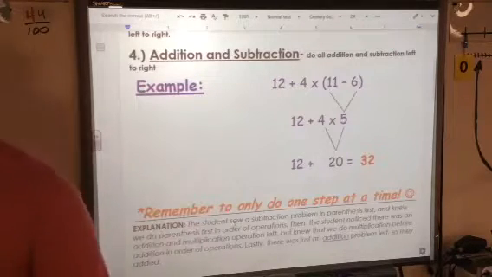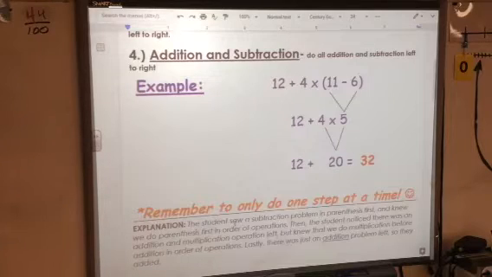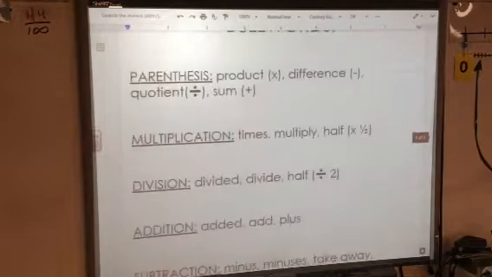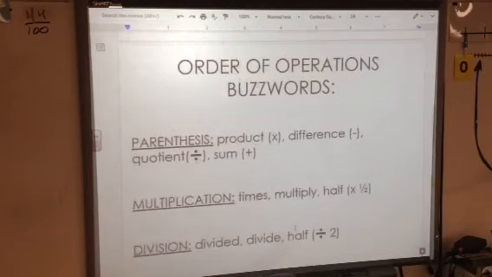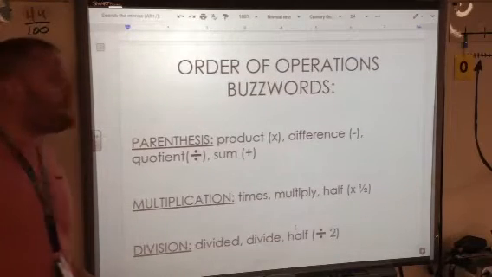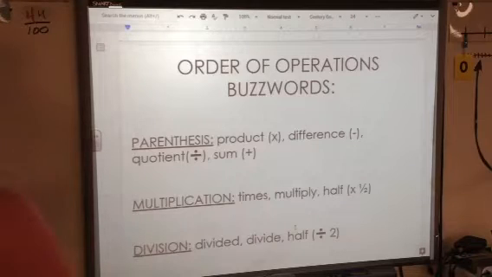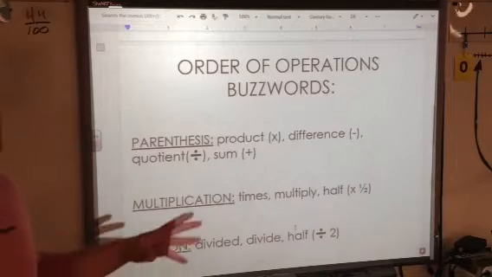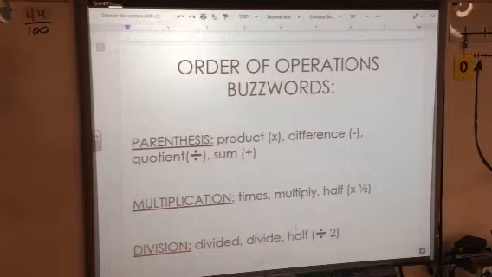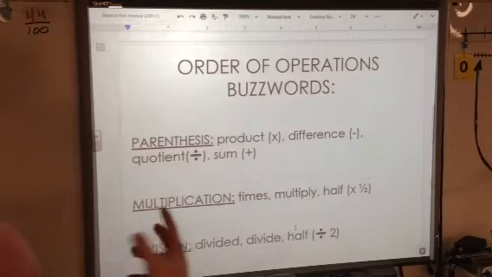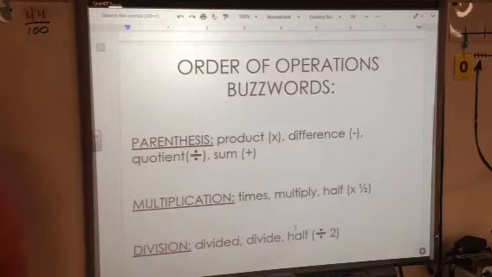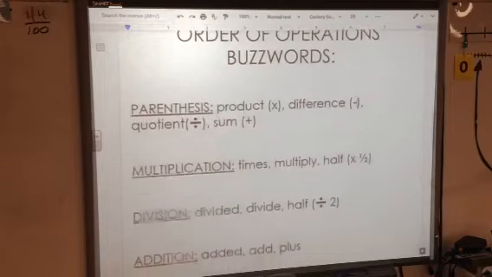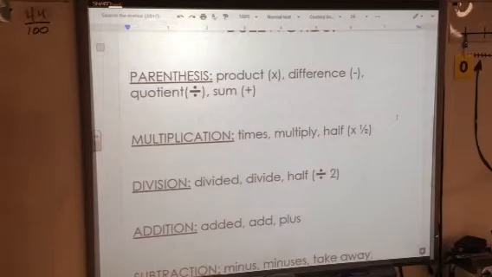Okay? Last thing I want to go over is throughout the lesson, you'll have to learn and use different buzzwords with our order of operations. Because sometimes they're going to give you a word form sentence, and you're going to have to create the equation. And there are some vocabulary words that we have to understand before we can get there. Now, like I said, we have 4 main operations: division, multiplication, addition, and subtraction. But we also have some parentheses and exponents.